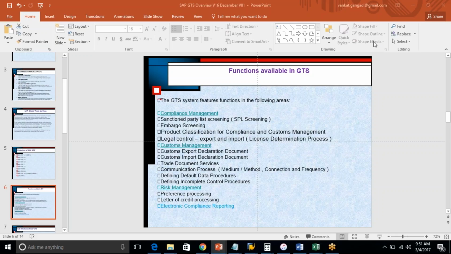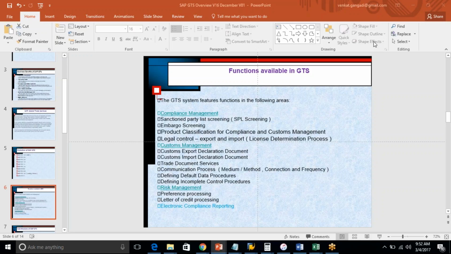People might not go for customs management or risk management in those days, but everybody implementing the SAP GTS module decided to implement compliance management, because of its importance and its benefit to the company or the organization. But later, from 2013 onwards, everybody started implementing the other modules like customs, risk, and other areas as well.